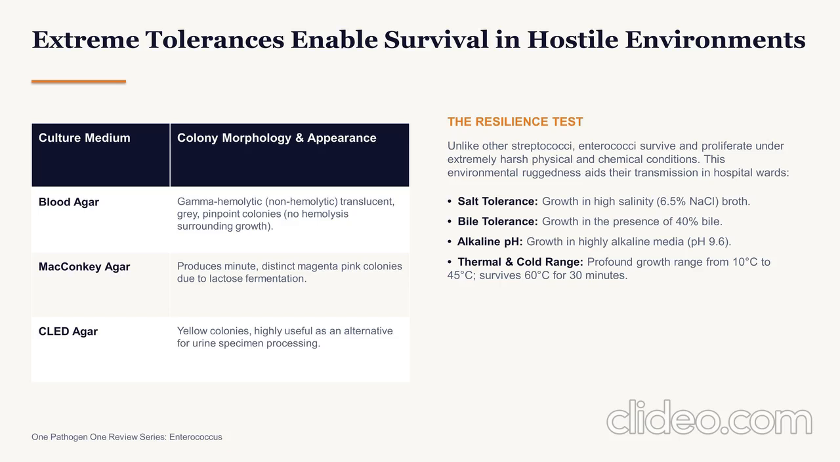The first is aggregation substance, which mediates pheromone-induced clumping. It promotes the aggregation and physical clumping of adjacent enterococcal cells, which is highly critical because it facilitates plasmid exchange, driving the rapid lateral transfer of drug resistance genes in the host.